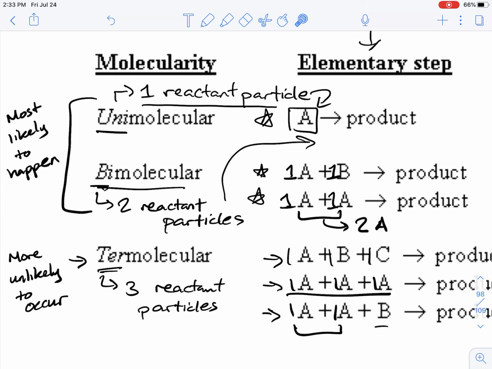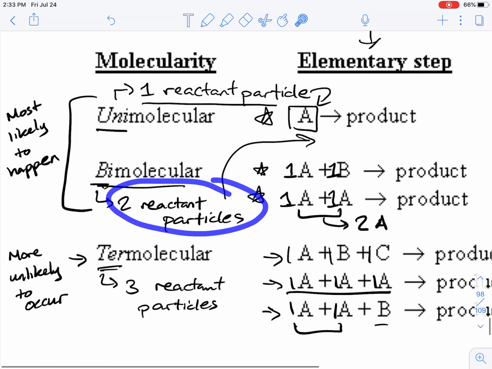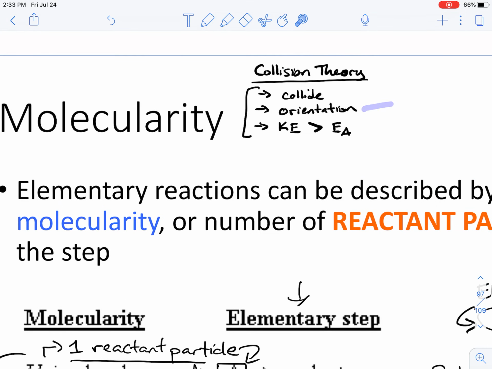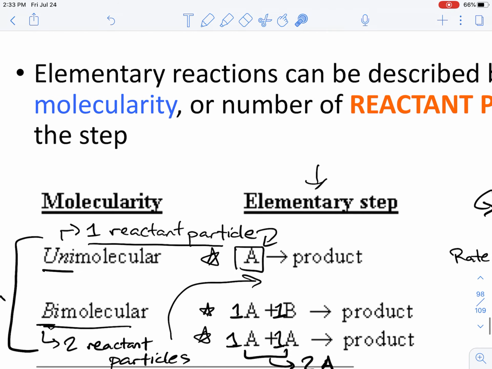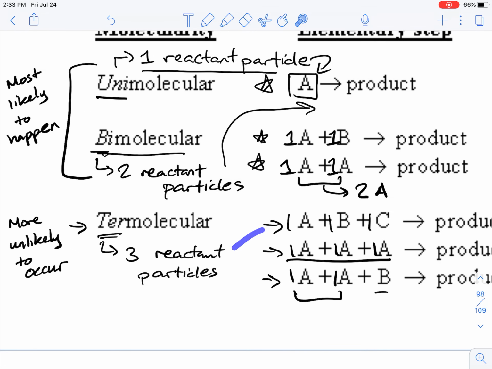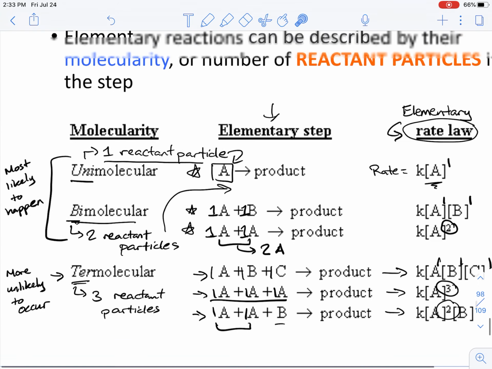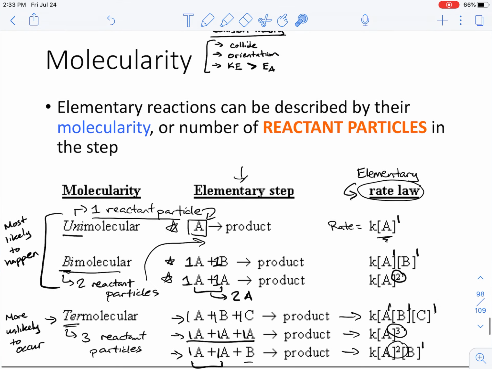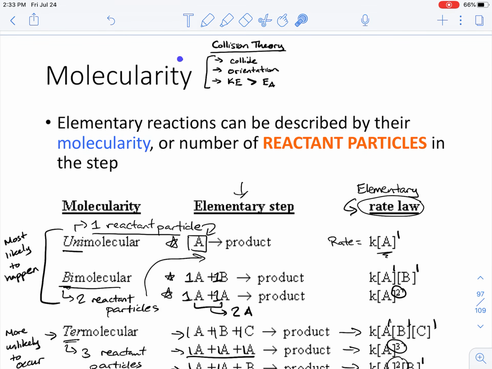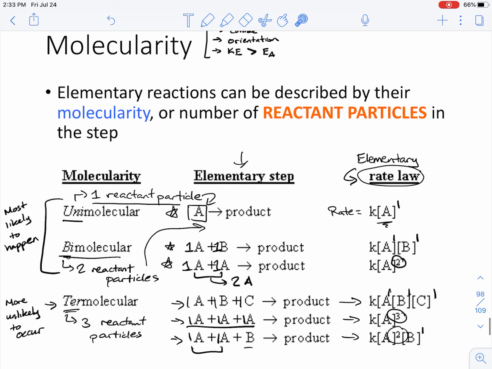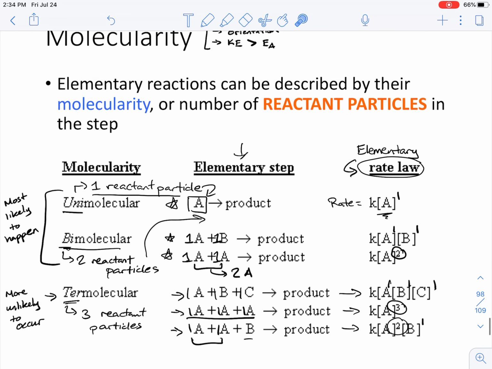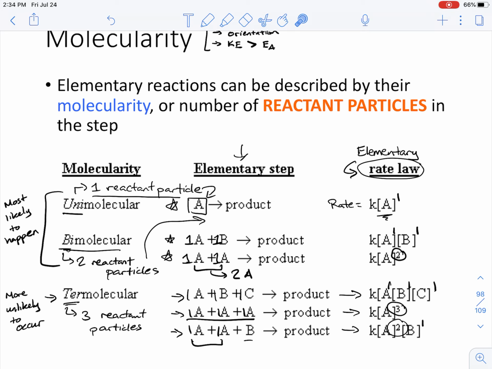And so it's easier for two reactant particles to collide with the correct orientation and enough kinetic energy to overcome the activation barrier versus 3 reactant particles, versus 4 reactant particles, and so forth. So this molecularity is important for us to understand, with collision theory kind of backing it up, right? And so when you are trying to prove whether or not a reaction mechanism is possible, you have to take into consideration the molecularity of all of the elementary steps.